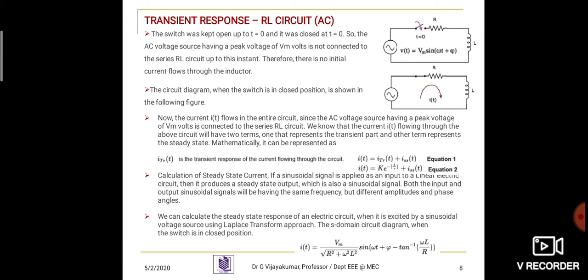a Laplace transformation. I will explain in the forthcoming slide what the Laplace transformation is and why we go for it. The S domain circuit diagram when the switch is closed to open. So, for the final equation for the RLC circuit using an AC supply, you can look into the website detail and go through those steps. I of t is equal to Vm divided by square root of R squared plus omega squared L squared, times sine of omega t plus phi minus tan inverse of omega L by R. The equation is at the bottom of the slide.